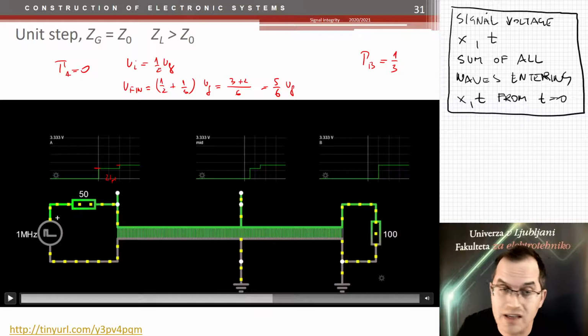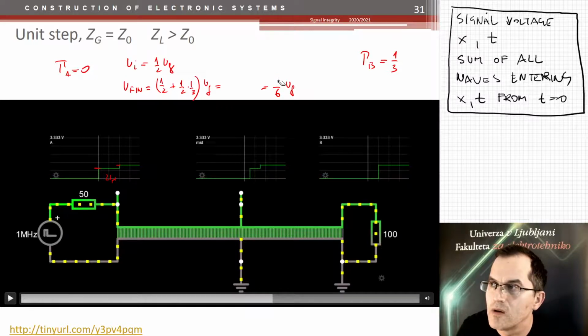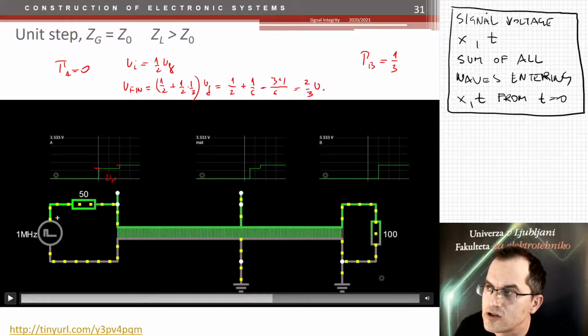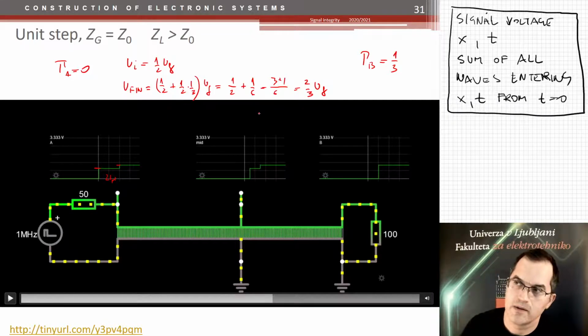Why not? It's a common mistake students also make. 1/2 of the generator voltage goes there, but 1/3 of that 1/2 is then reflected back. So please forgive me this error here. 1/2 of the 1/3 is reflected back. So we have 1/2 plus 1/6, which is 3 plus 1 over 6, 2/3 of the generator voltage at the final stage.